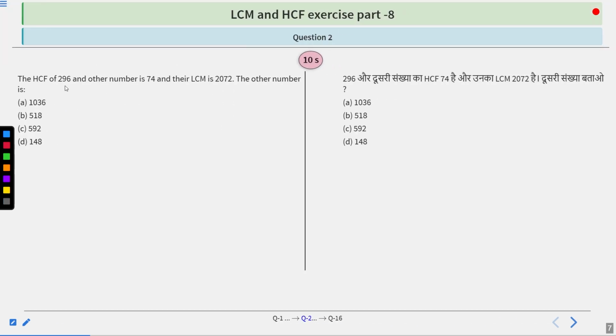The HCF of 296 and another number is 74 and their LCM is 2072. The other number is, and options are 1036, 518, 592 and 148. These are the options.